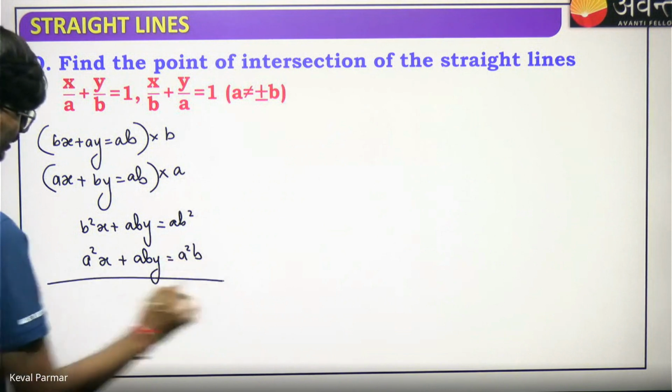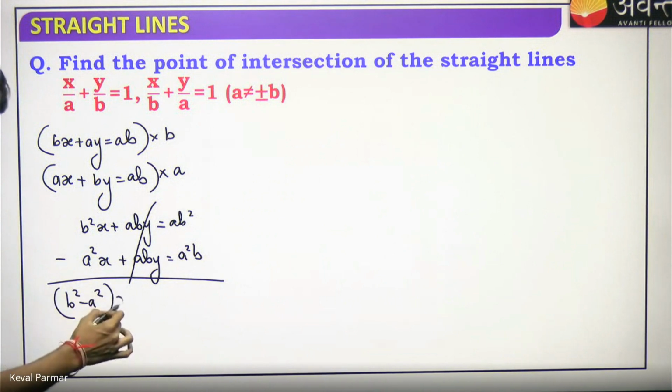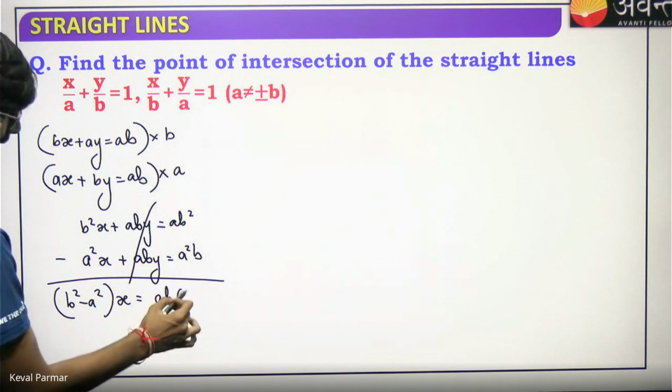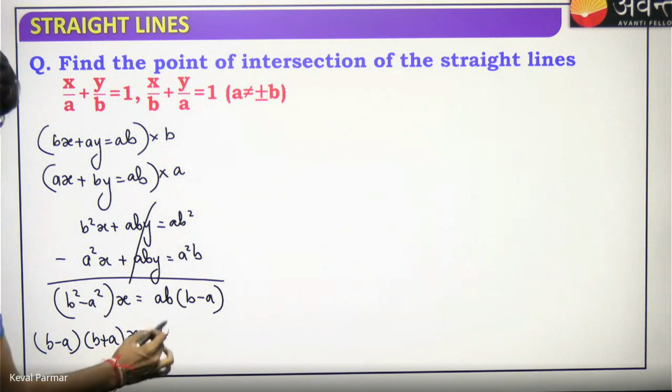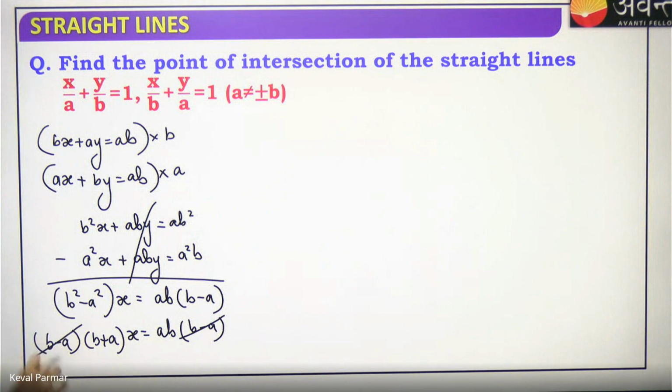Now I'll subtract them. If I subtract, the aby terms will get cancelled. Here I'll get b square minus a square, I can take x common. Here I can take ab common, and I'll get b minus a. So I can write b square minus a square as b minus a into b plus a, into x equals ab into b minus a. This b minus a will get cancelled out.